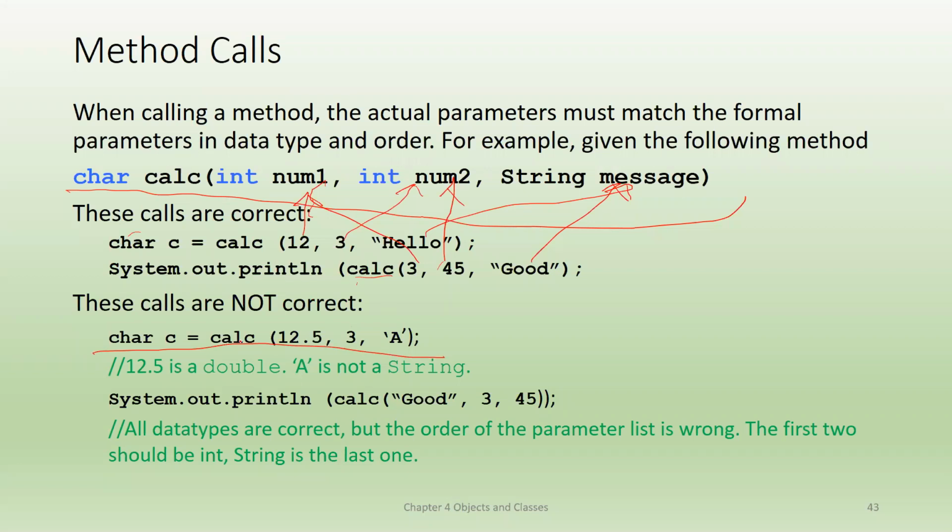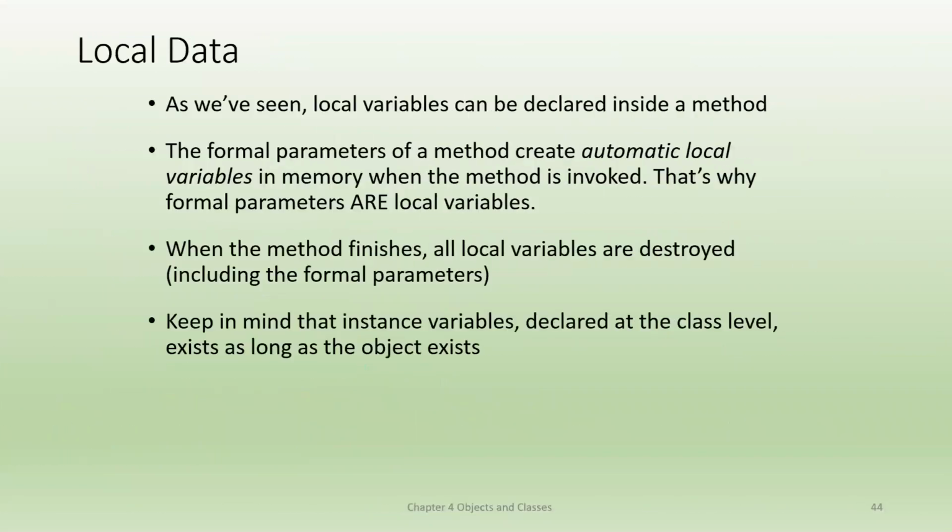This one will not be correct. The reason is 12.5 cannot go to an int because it's a double. 3, okay, but the first one does not work. And this does not work because it's a char, while the method requires a string. So that doesn't work. And this one doesn't work either because the first one should be an int, while here the first one is a string. That doesn't work. Okay, that's how you call a method.